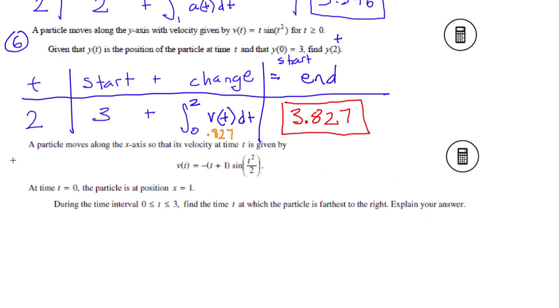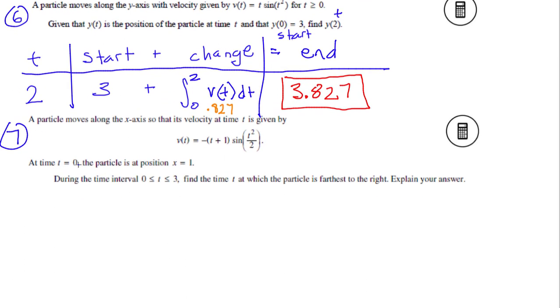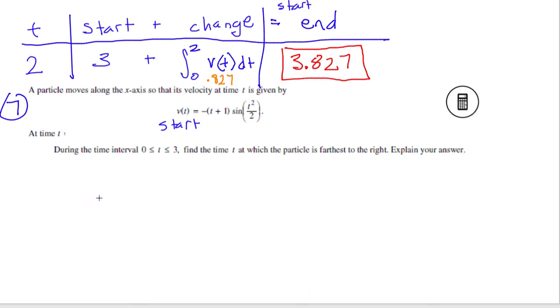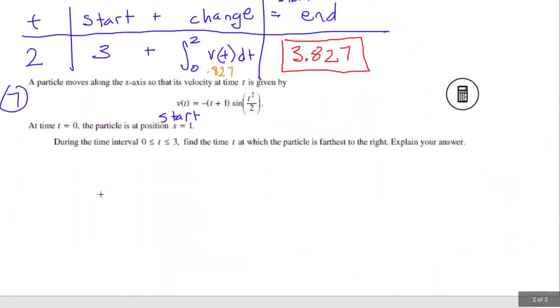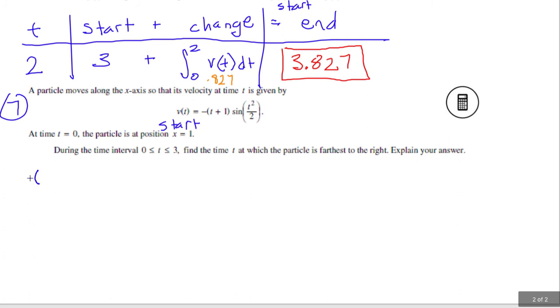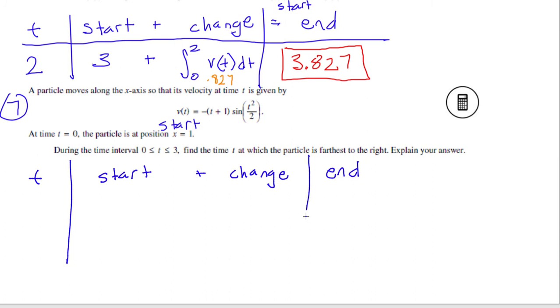This is question number 7. A particle is moving along the x-axis. Here's its velocity. We know that the start position is 1, and it starts at time equal to 0. So what just happened there? Go away. When you undo things on this computer, sometimes it doesn't like it. There it goes. Okay, so we still need a time. We still need to find the start position. We need to find the change, and that will give us the end. All right, so there is our table.